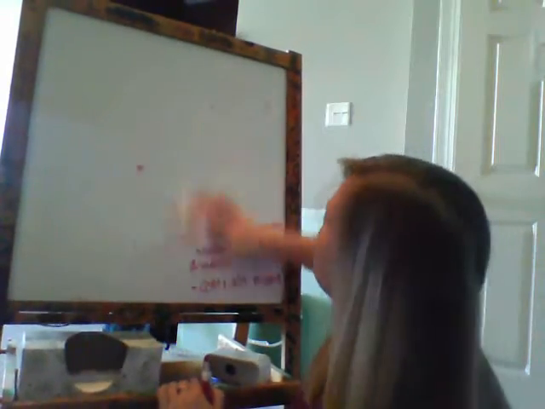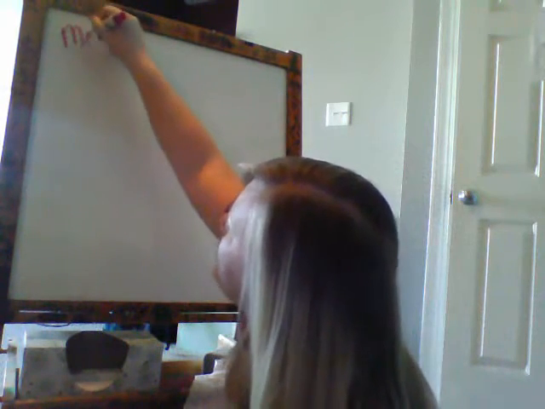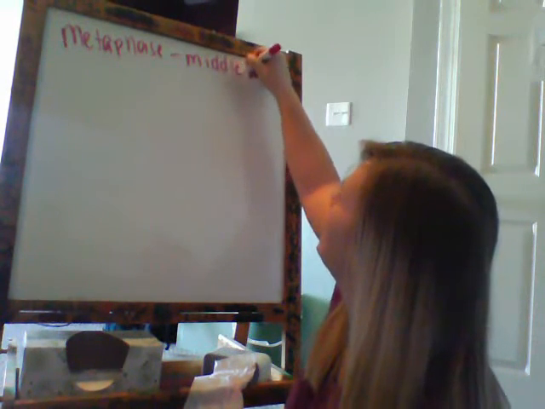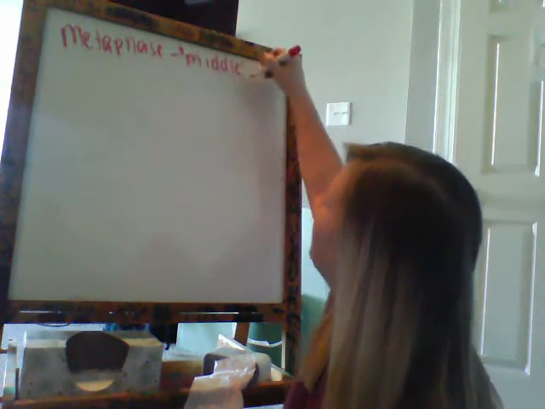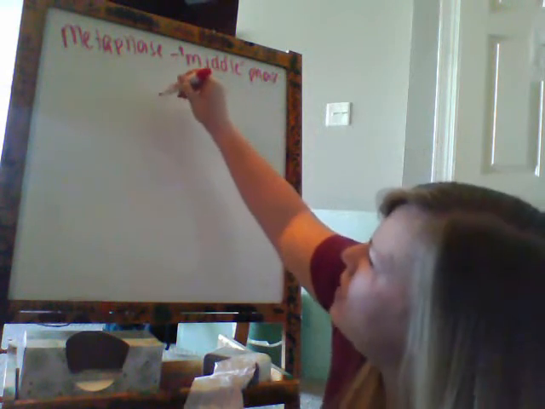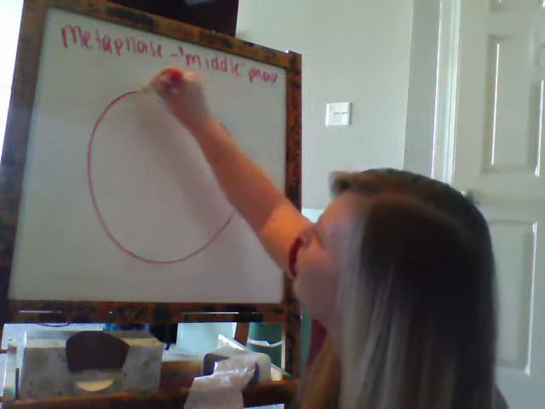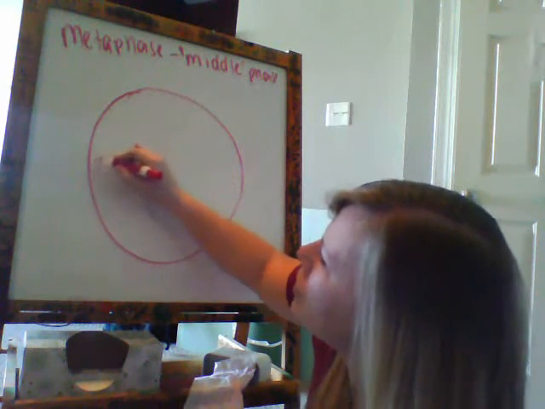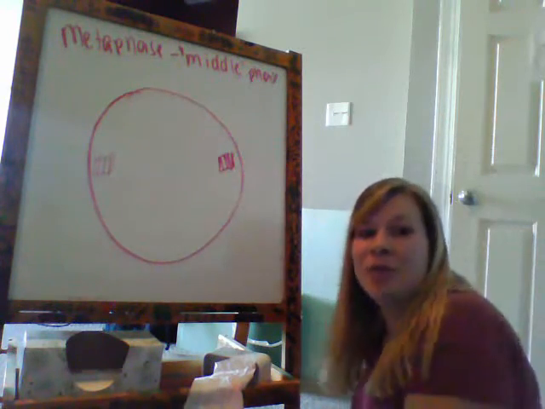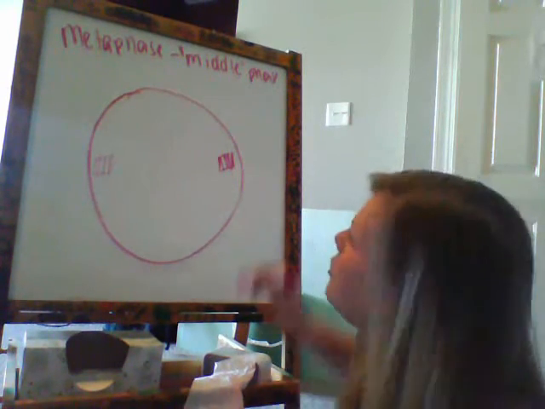we move on to what we call metaphase. Metaphase, I will call the middle phase, because that's where our chromosomes go. So during prophase, we had our DNA coil up into chromosomes, and we had these centrioles move to opposite ends. And now during metaphase is when our chromosomes do the movement.